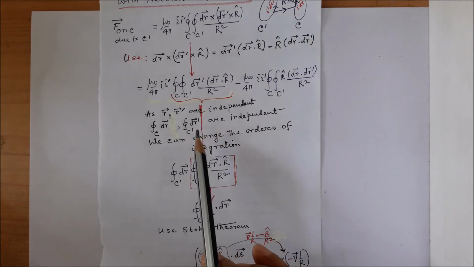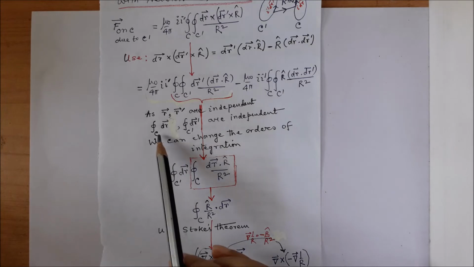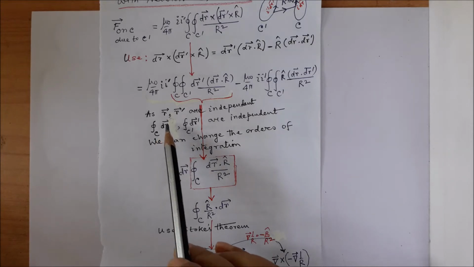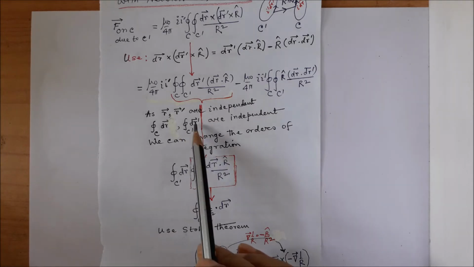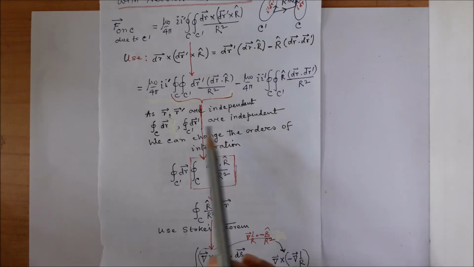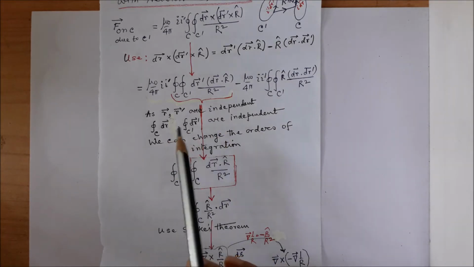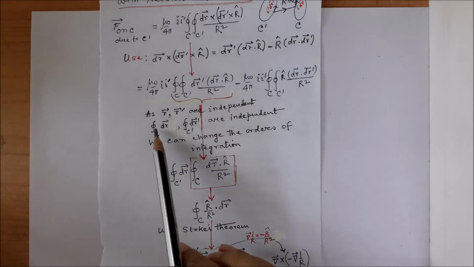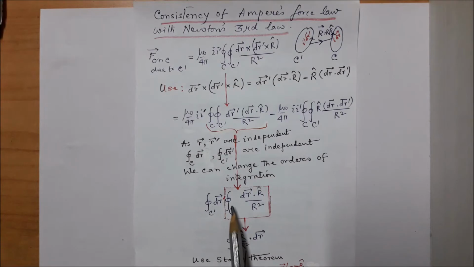The integration involving them, that is the integration over C, that is over r, and the integration over C prime, that is over r prime, will also be independent, and it does not matter which integration is done first or which is done later. That is, the integrations can be interchanged. Then we end up with this expression, which is a part of the first term.